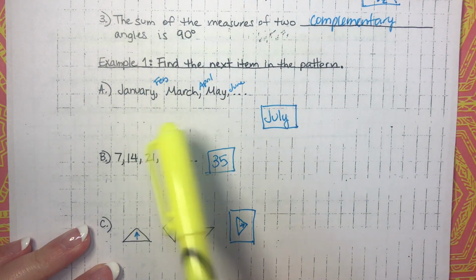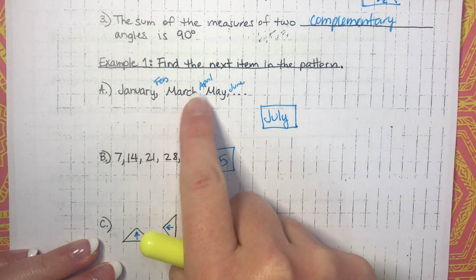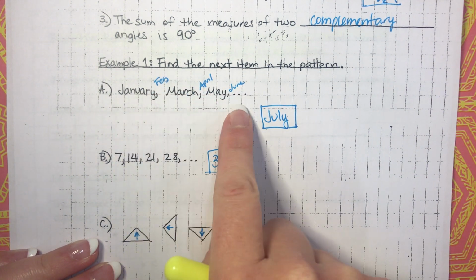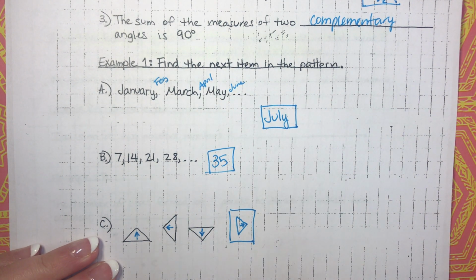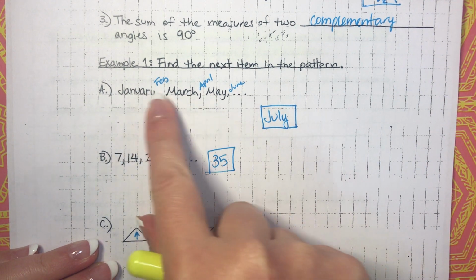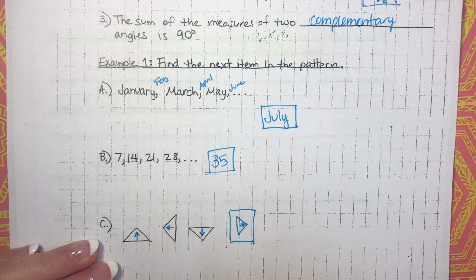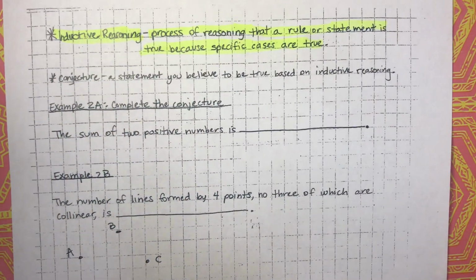We saw a rule, like here with the months, that we had a month, we skipped, had a month, skip, had a month, skip. So we saw the rule that you're skipping a month, and so that's the process of inductive reasoning. We're noticing this pattern, and we make a rule, and then we come up with the next one in the pattern. So that's called inductive reasoning.